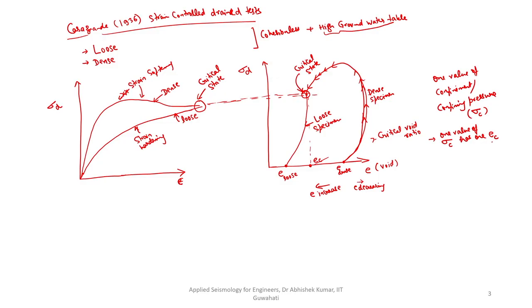And once it reaches the critical state, independent of whether the initial state was loose or dense, all the samples will reach the same void ratio, which is called the critical void ratio. Now, repeating the same procedure, so this is corresponding to one confining pressure.